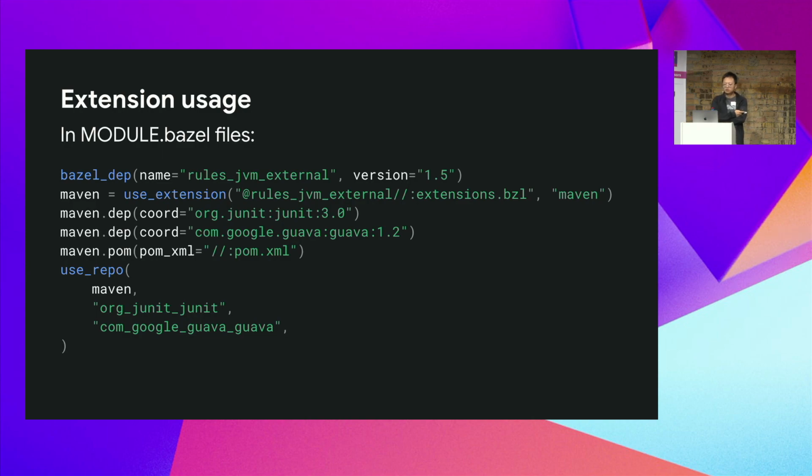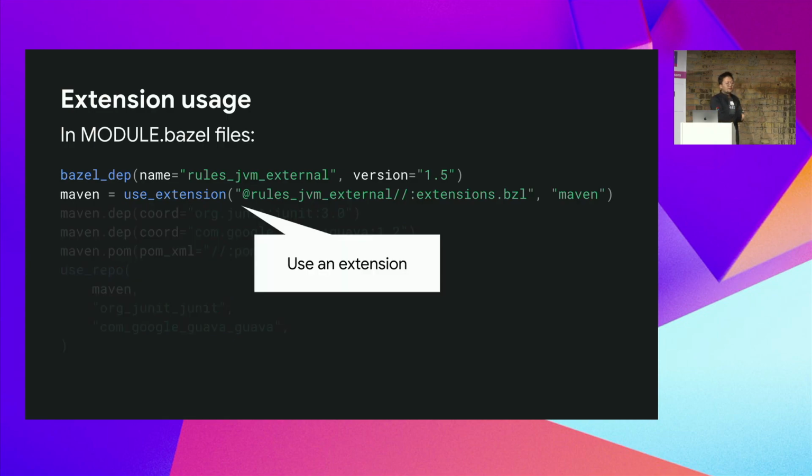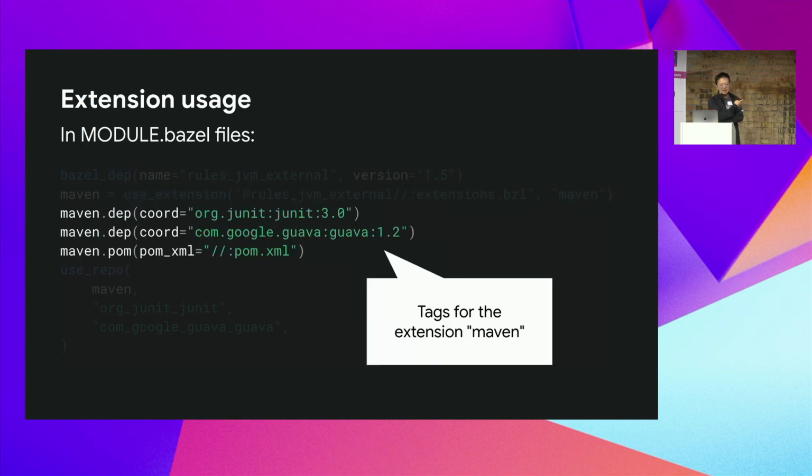So let's take an example. We have rules_jvm_external to integrate Maven. But this is actually not the real rules_jvm_external, it's just for demonstration purposes. So you can use a module extension in the module.bazel file. First, module extensions can be defined in a Bazel module. Then after you define the Bazel module, you can load that extension. And then you can call the tag directives to say, OK, I want to depend on JUnit, which version, Guava, which version. Or you can say, I want to load all the dependencies from this pom.xml file.